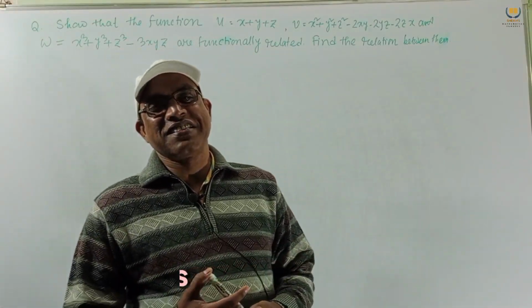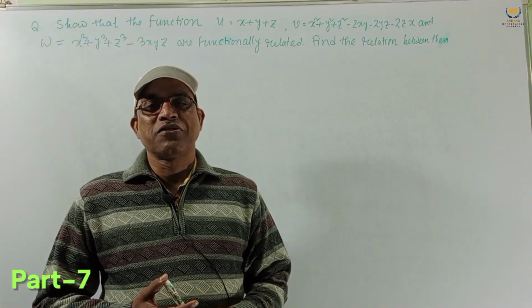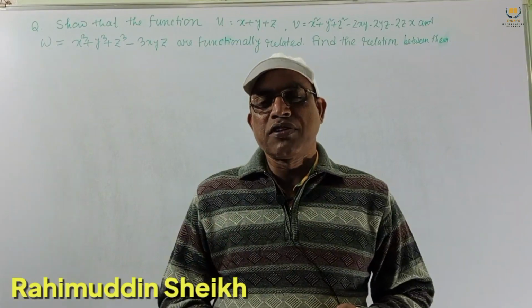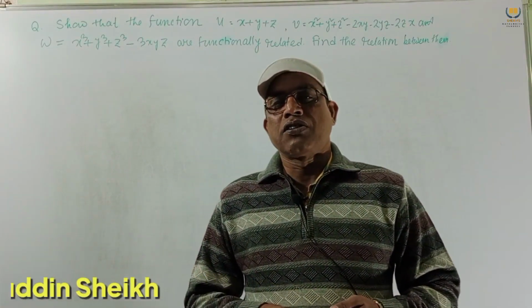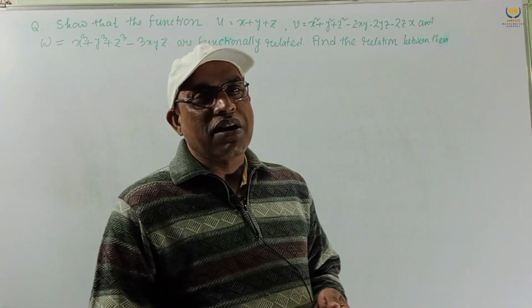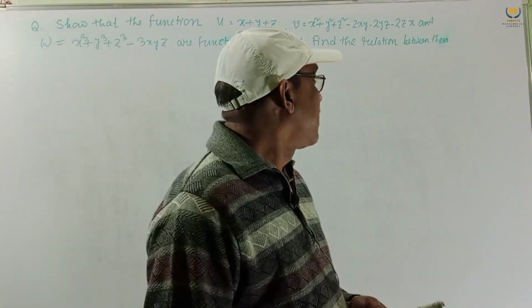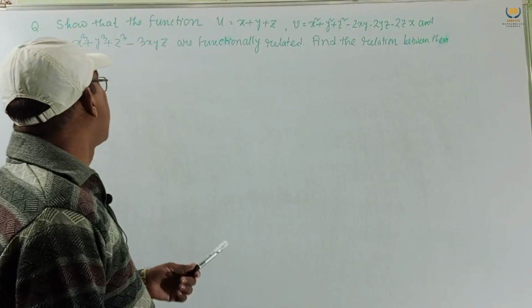Our main discussion is Jacobians. We solved some problems, and also some problems about functionally related, and functionally related means if the Jacobian is 0 then the functions are functionally related. Now we consider the remaining problems.